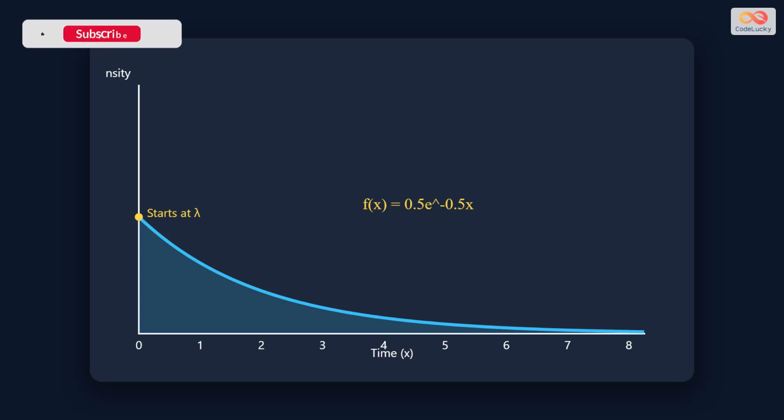If we graph this function, we get a curve that starts high and decays smoothly as time goes on. The vertical axis represents probability density, and the horizontal axis represents time. The highest probability density is always at time 0, meaning short waiting times are the most likely, and very long waiting times become increasingly rare.